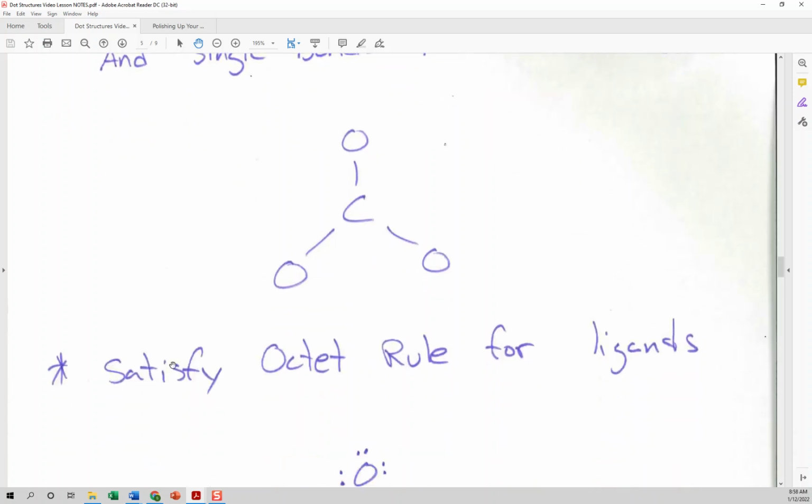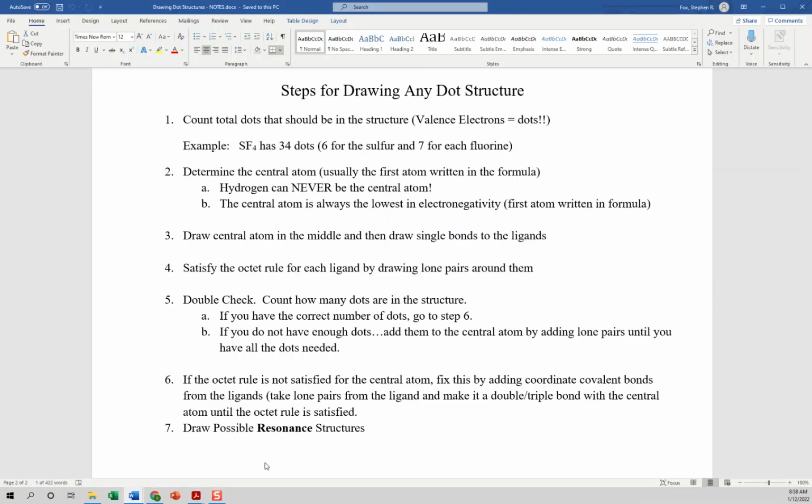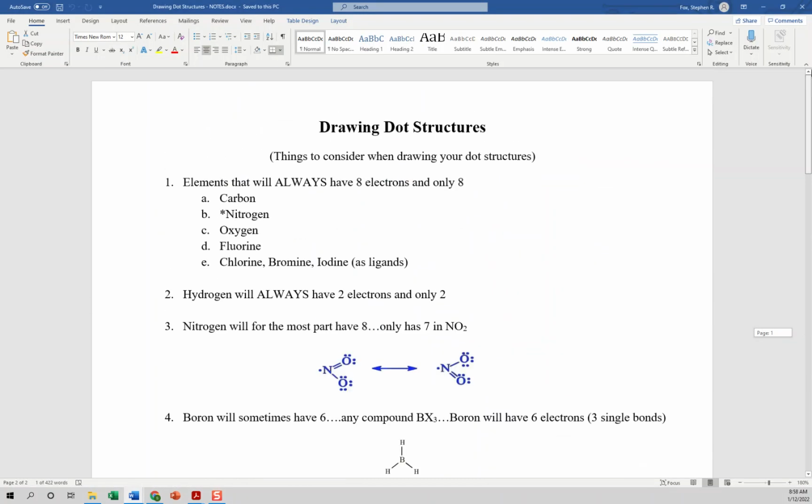Next is satisfy the octet rule for each of the ligands. So the ligands, again, are the oxygens coming off of the central atom. So we've got to satisfy their octet rule. Remember, every atom has its own unique octet rule. And oxygen, if we go back to our chart or our notes, is one of the must-have 8s. So oxygen needs 8.